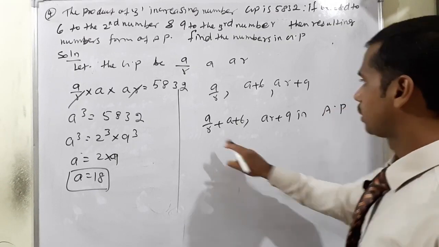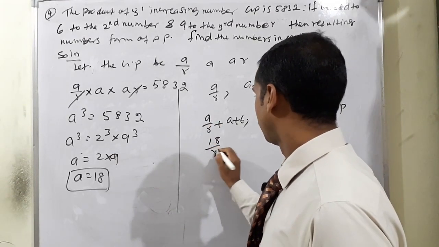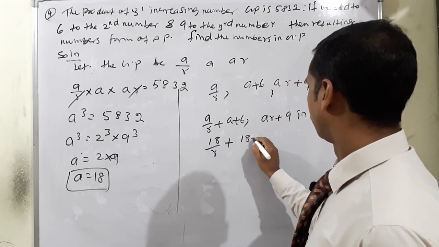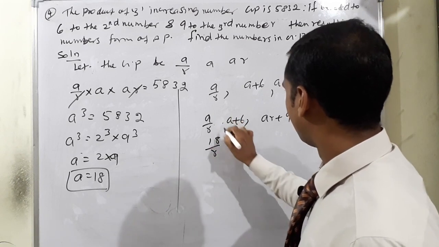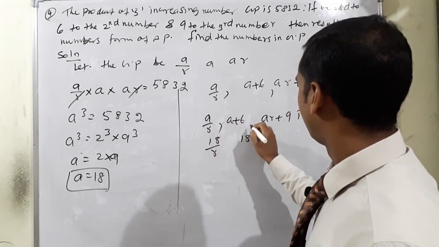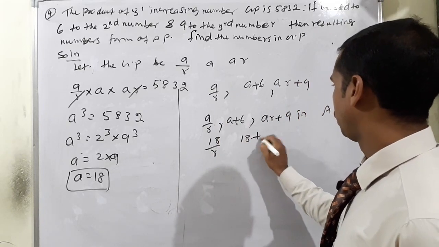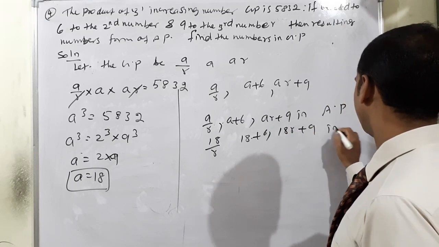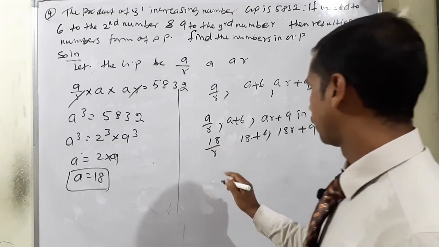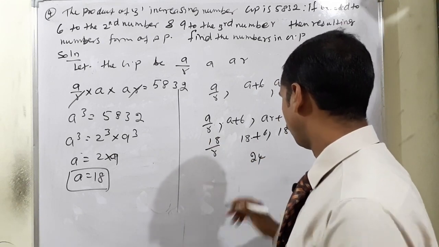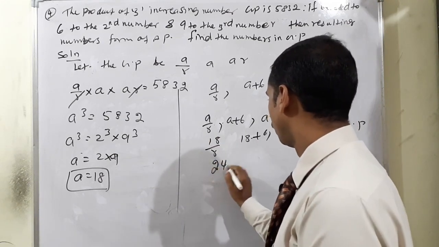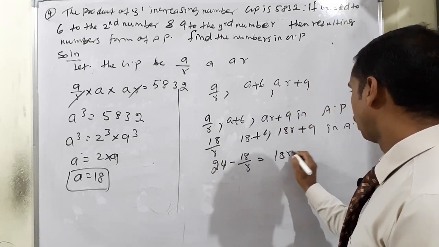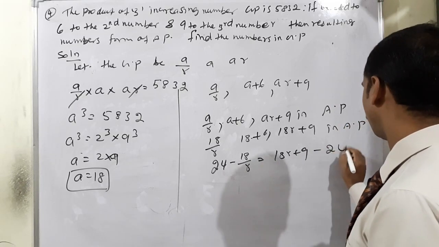So in AP, what is the value of A? 18. So the terms are A by R, comma, A plus 6, comma, AR plus 9. Therefore 18 by R, comma, 18 plus 6, comma, AR means 18R plus 9, in AP. The second term minus the first term, where 18 plus 6 means 24. Therefore we can write 24 minus 18 by R is equal to 18R plus 9 minus 24.